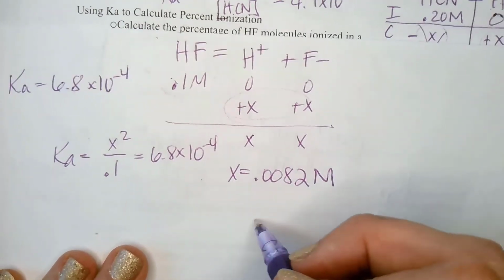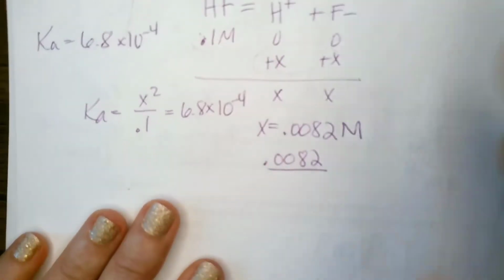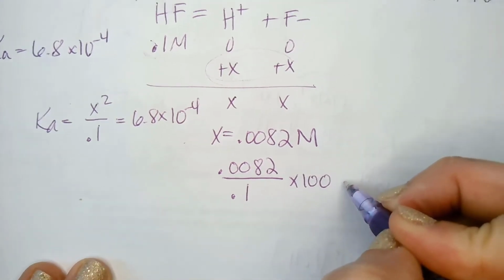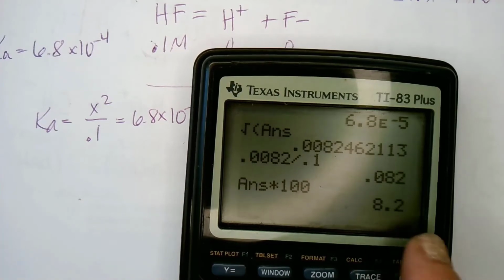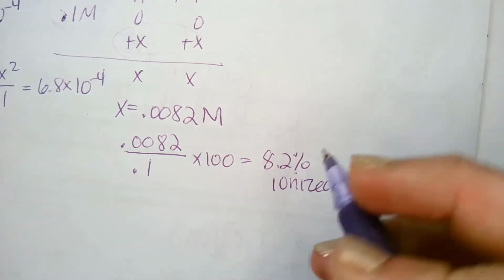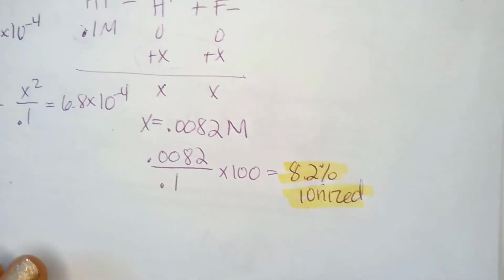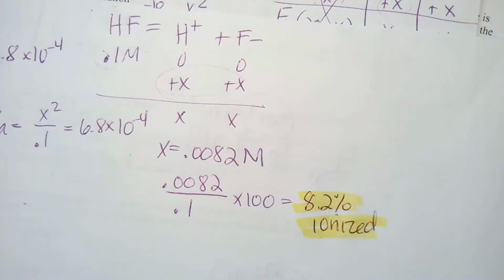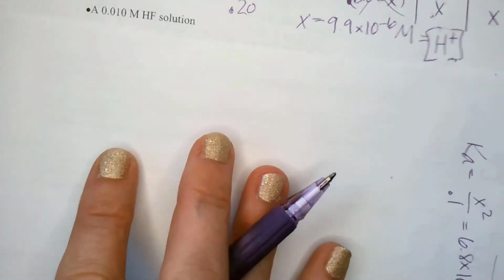And then again, remember, to find our percent, we're going to take that change. We know that our change is X. So we'll do 0.0082 divided by our initial 0.1, and then times it by 100 to find the percent ionization. And, oh, we got 8.2% ionized, which is greater than 5. So we would need to go back. If we were asked to find more information about this, we would need to go back and set up that ice chart. This just wanted the percentage ionized. But we would need to go back and set up that ice chart because it is greater than 5%.